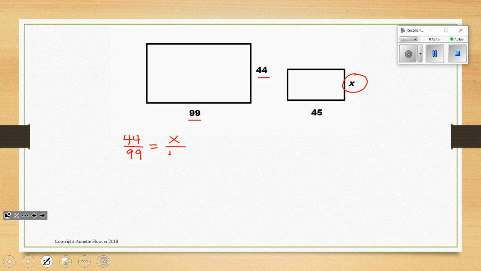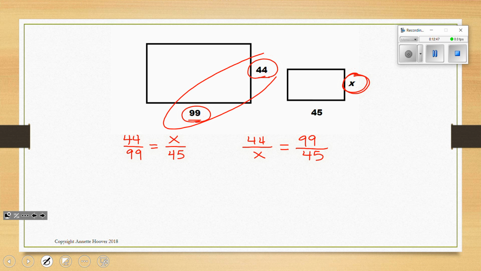That, if you prefer, you could actually set it up with short side of the large triangle, which is 44, over smaller triangle, short side, and then you would do long side of the long triangle and then 45 on this one. Now that's a little more confusing, so it probably would be easier if you just kept your ratio with one of the shapes, took both of the numbers off one shape like we did the first time, but you will result in the same answer.